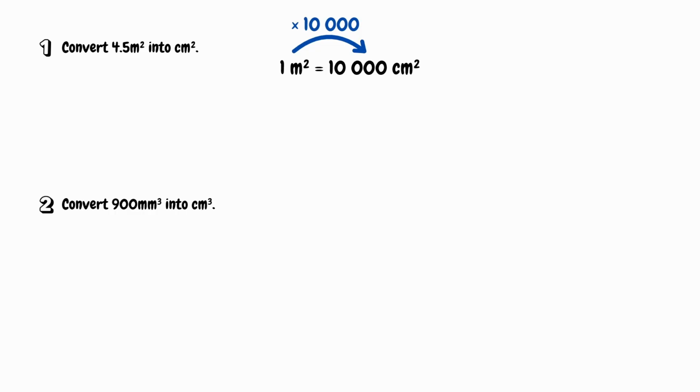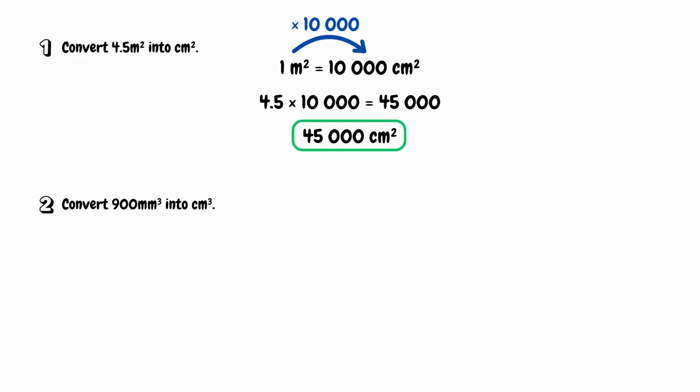So now all I do is take the 4.5 I was given in the question, I times it by 10,000, and that gives me 45,000. So 4.5 meters squared is the same as 45,000 centimeters squared. And then for this final example, we're asked to convert 900 millimeters cubed into centimeters cubed. So again, when dealing with these questions, we always want to go back to the length unit conversion. So what's the length unit conversion between centimeters and millimeters? Well, we know in 1 centimeter, there is 10 millimeters.